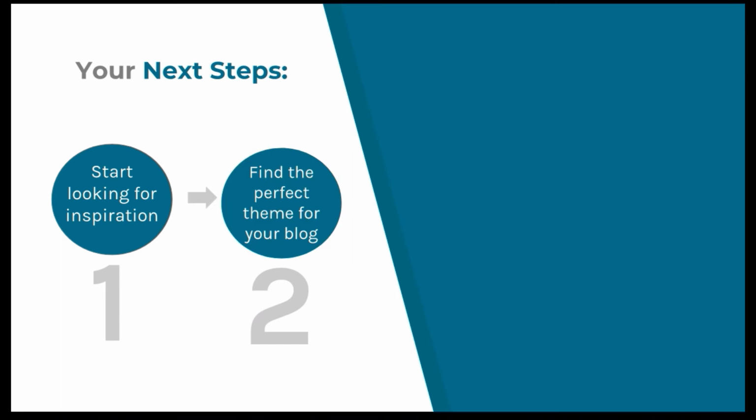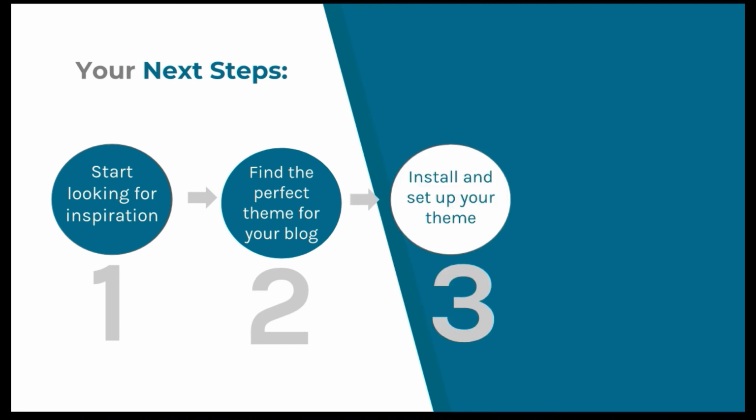Number 2, find the perfect theme for your blog. You're going to get out there and start searching for your theme. If you already have a theme that you love, then you don't even have to worry about this step. Otherwise, I recommend going on to creativemarket.com or Googling blog-centric theme or blog themes for mom bloggers or for feminine blogs or for e-commerce blogs. Whatever your blog is really about, search for them because there's likely something out there for you. Number 3, install and set up your theme. Again, if you've already completed this step and you love your theme, don't even worry about this. You're already ahead of the game.